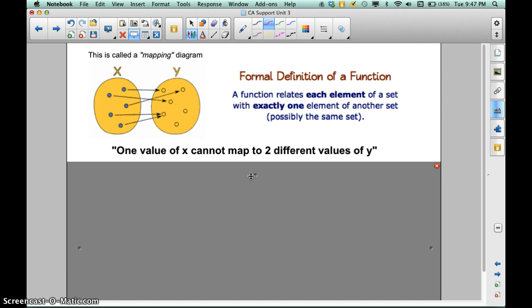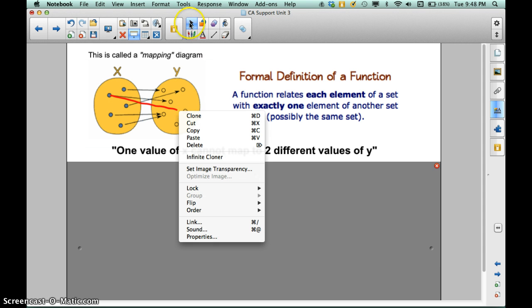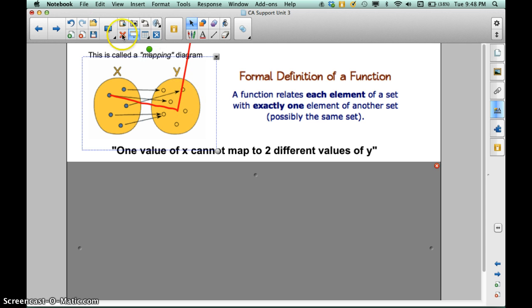One value of x cannot map to two different values of y. So one x can't have two arrows coming off of it. For instance, if this one had another arrow leading to, I don't know, this one. Whoops. If this was leading to that one, that would have an arrow going here and an arrow going here.